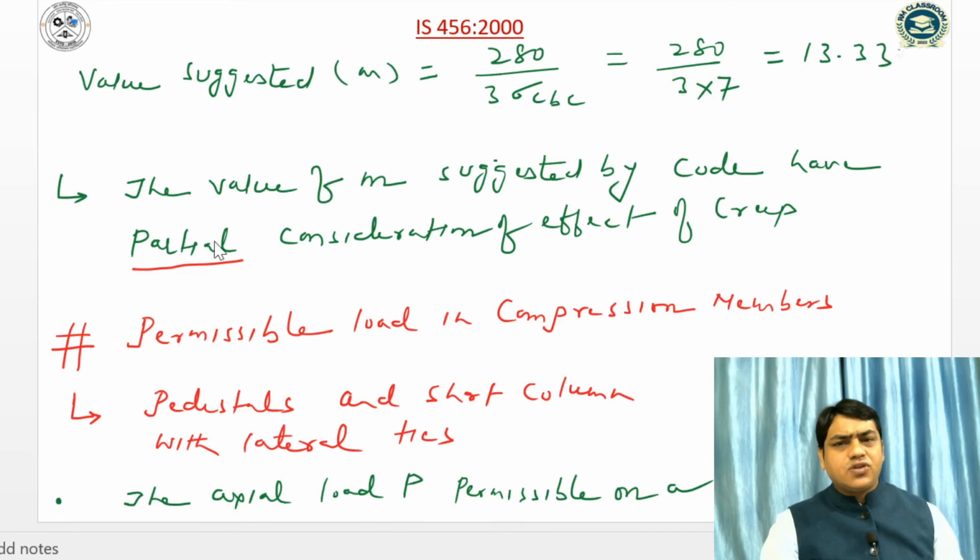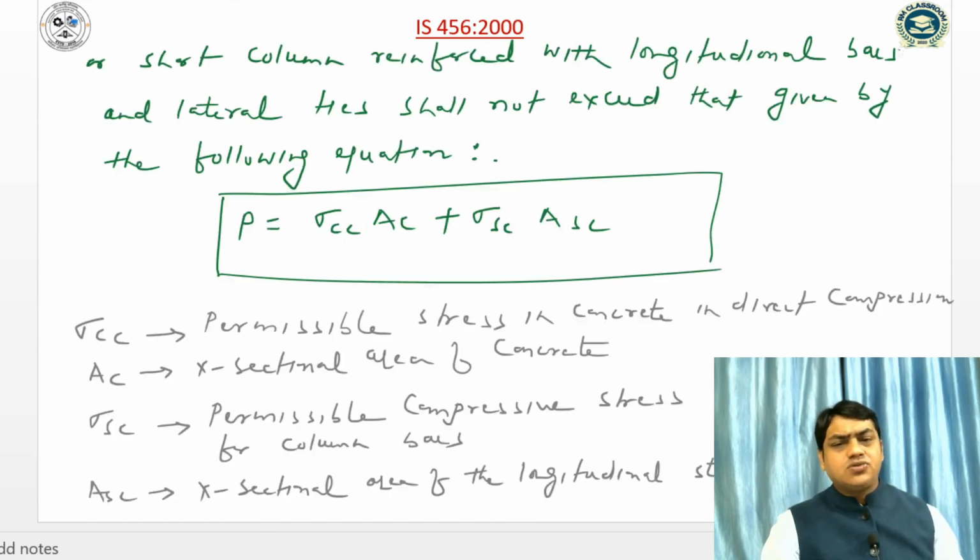So here we can see that for the value suggested by the code, partial consideration of the effect of creep is taken in the formula 280 by 3 sigma cbc. So the value of m suggested by the code has partial consideration of the effect of creep. Similarly, the permissible load in a compression member by the working stress method can be computed as P is equal to sigma cc into Ac plus sigma sc into Asc, where sigma cc is the permissible stress in concrete in direct compression, Ac is the cross-sectional area of concrete, sigma sc is the permissible compressive stress for column bars, and Asc is the cross-sectional area of the longitudinal steel.